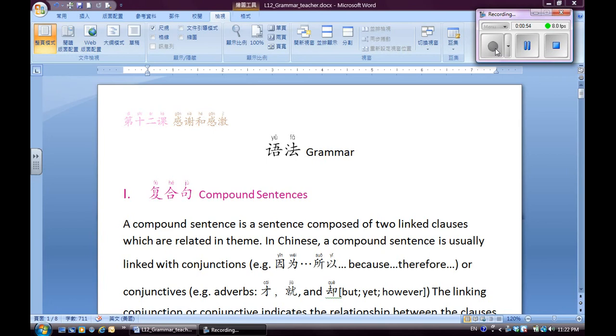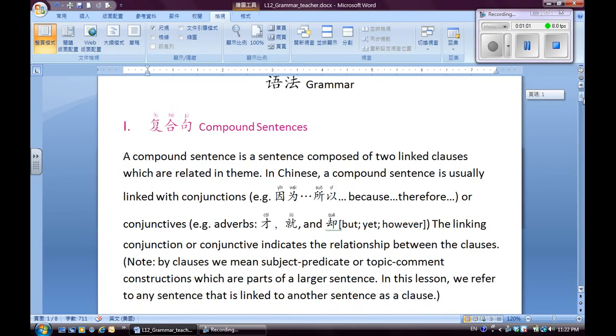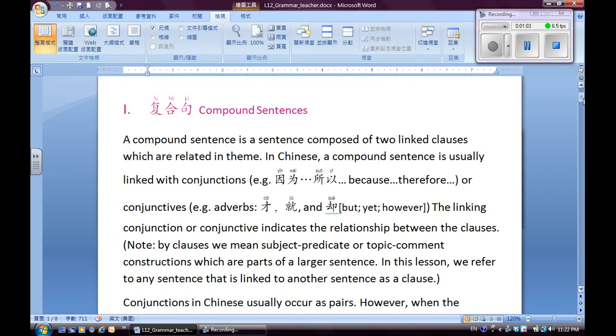Okay, so that starts here. Compound sentences. So what is a compound sentence? From your textbook, it says a compound sentence is a sentence composed of two linked clauses which are related in theme. In Chinese, a compound sentence is usually linked with conjunctions.